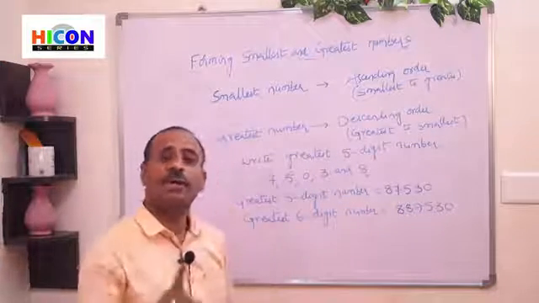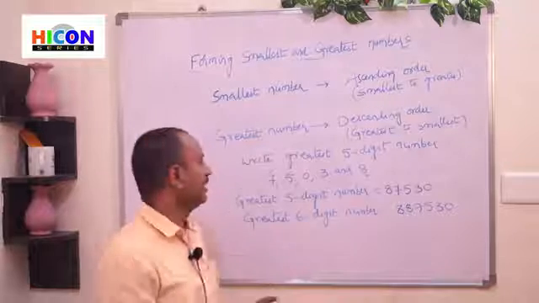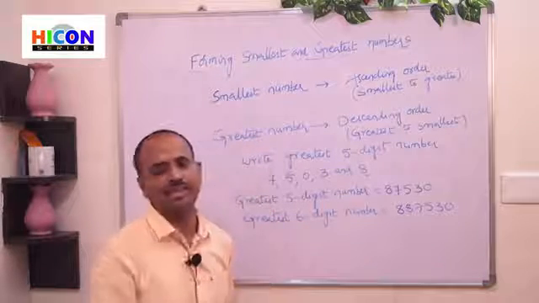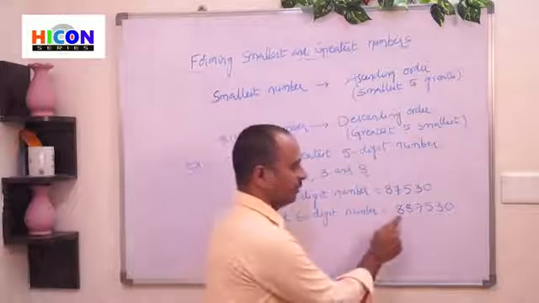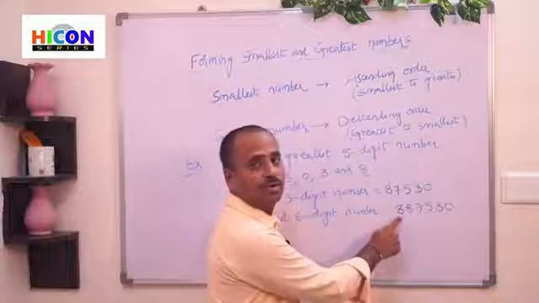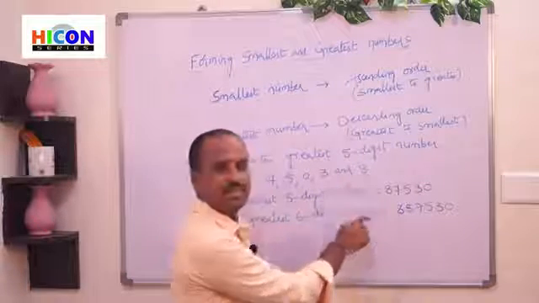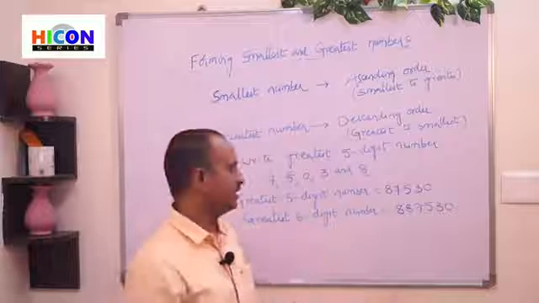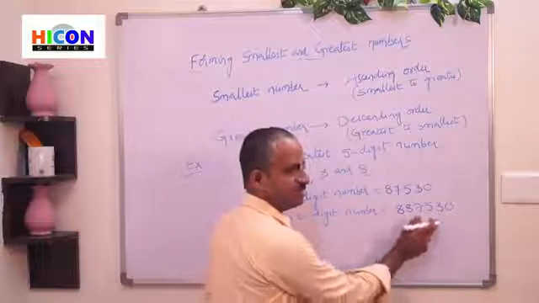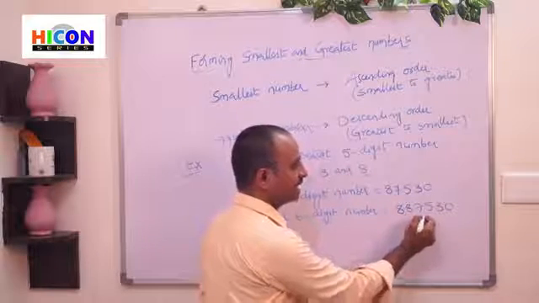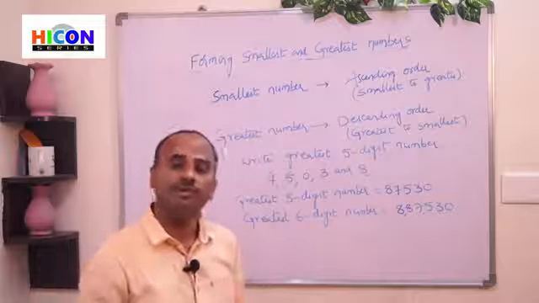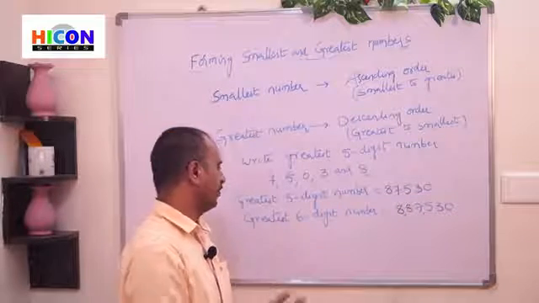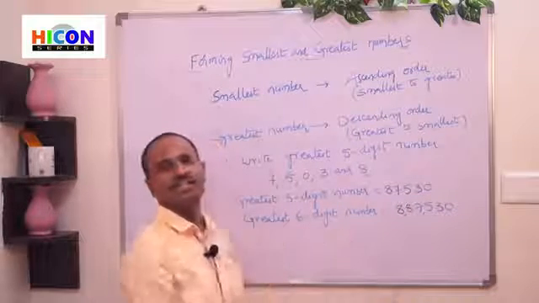So we require one more digit, so repeat the greatest digit one time. The greatest digit is 8, and I have repeated the 8 one more time. So this is the greatest 6-digit number, 8,87,530. In this way, we can also form the greatest 7-digit number.